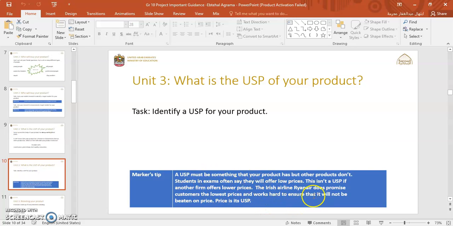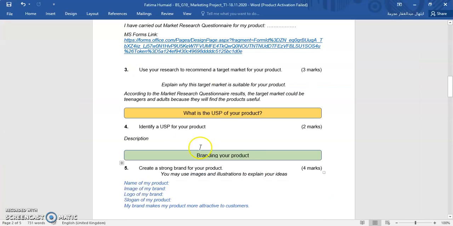The Irish airline Ryanair does promise customers the lowest prices and works hard to ensure that it will not be beaten on price. Price is its USP. So, to answer question number 4, students should identify a USP for their product.